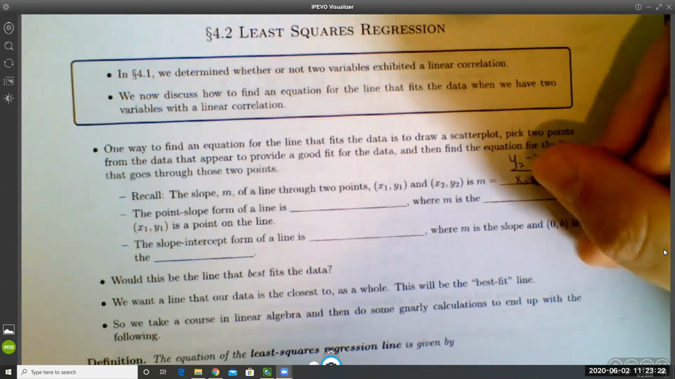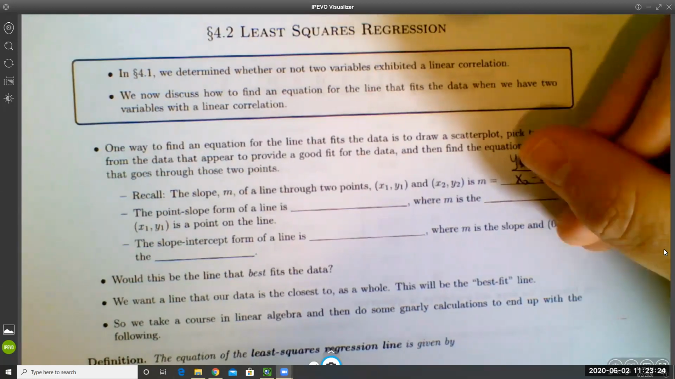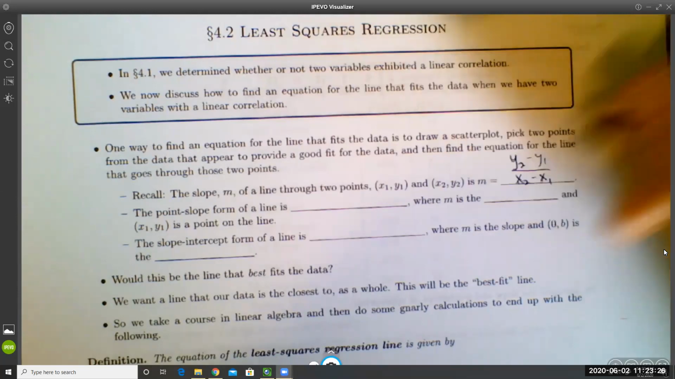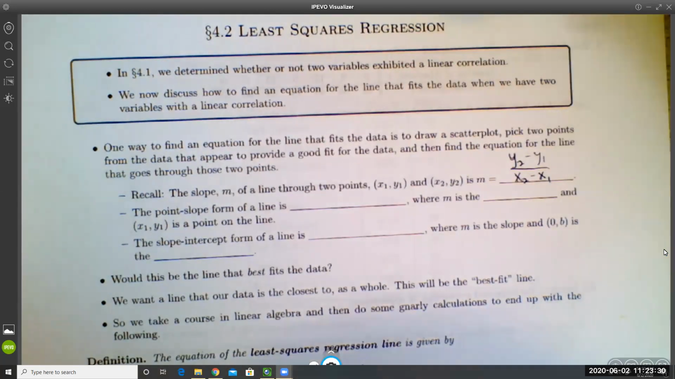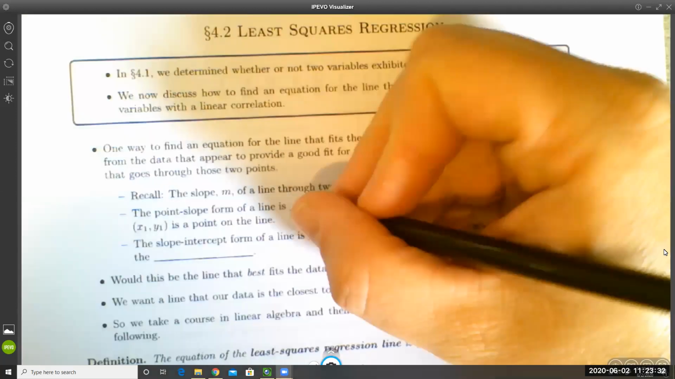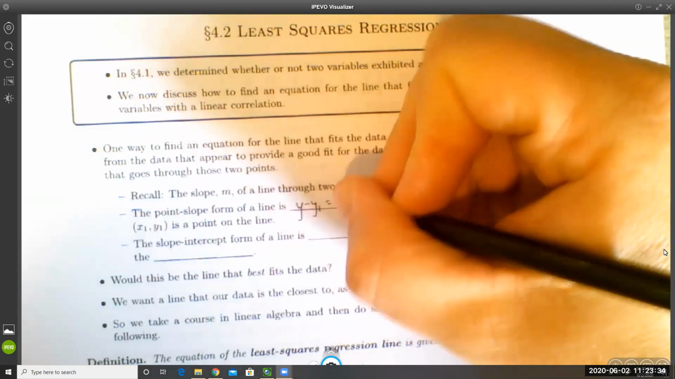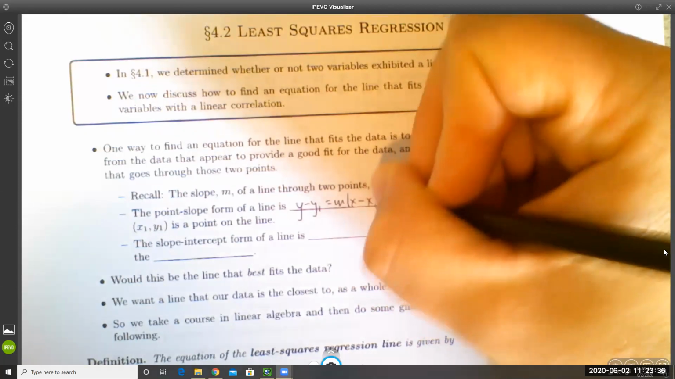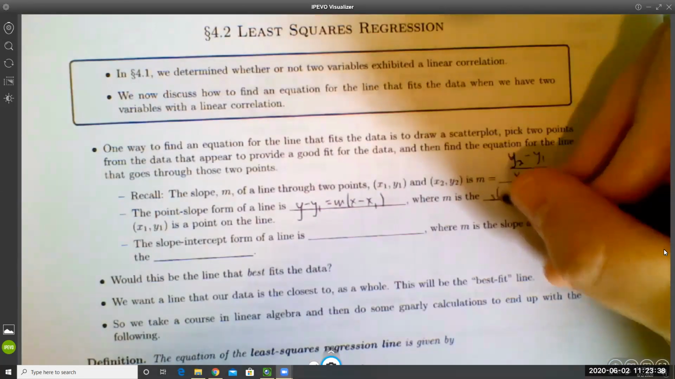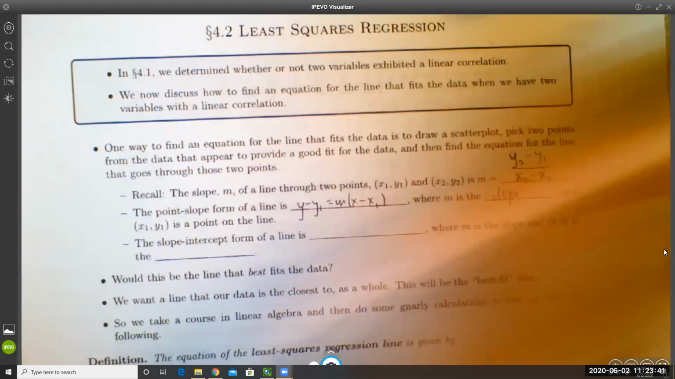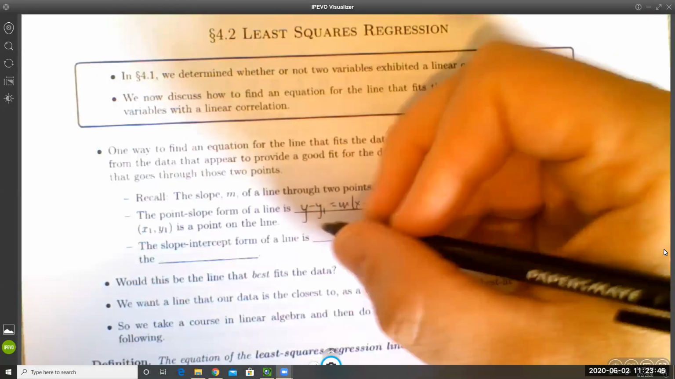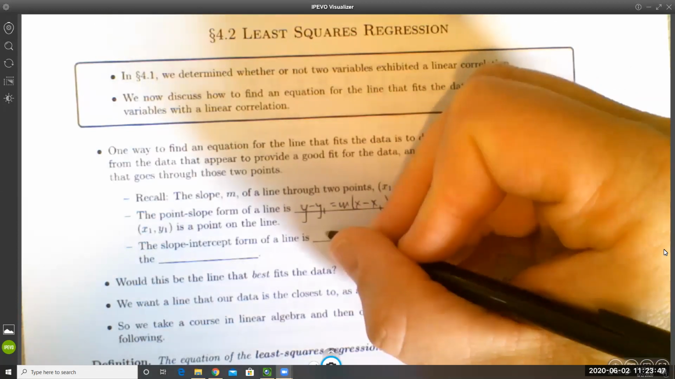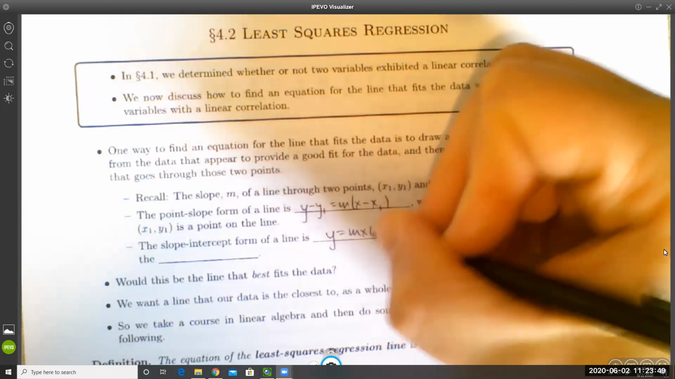You should know how to find the equation for a line, and if you don't, then shame on you. But anyway, this is the slope of the line, and then the point slope form is y minus y1 equals m times (x minus x1), where m is the slope, and (x1, y1) is a point on the line. And then you plug the stuff in, and then you do some manipulations, and you get the slope-intercept form, which is y equals mx plus b.